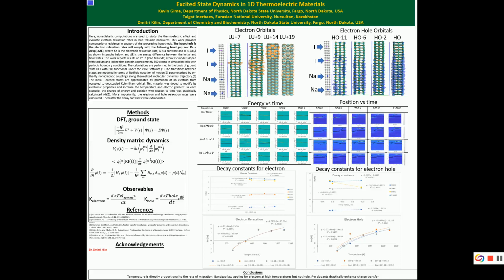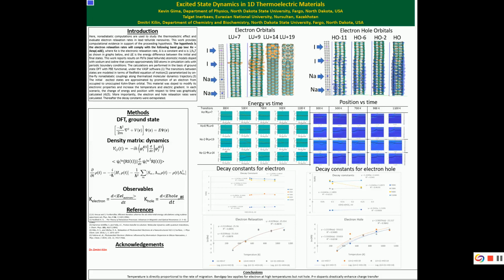And then I used these graphs here to see how my relaxation rates for my electron and my electron hole changed with energy. If you look at these bottom two temperatures right here, we'll see that they almost have a flat slope. So it seems that the change for these lower temperatures is almost negligible. However, as we get to these higher temperatures, you'll see a decrease in the slope here.